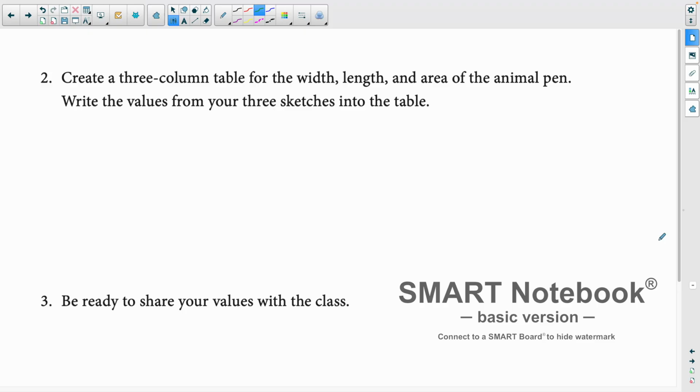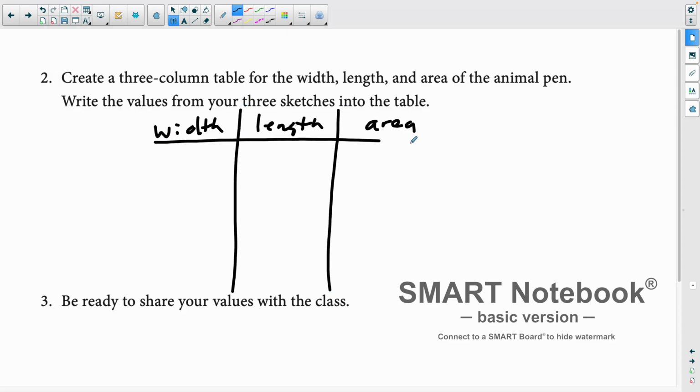It says create a 3-column table with width and length and area. All right. So I'm creating a 3-column table. The first one that we said just a second ago, all right, was 1,000 and 200 and how do I get the area? We're going to multiply length times width together. That's correct. So that would be 200,000. Okay?